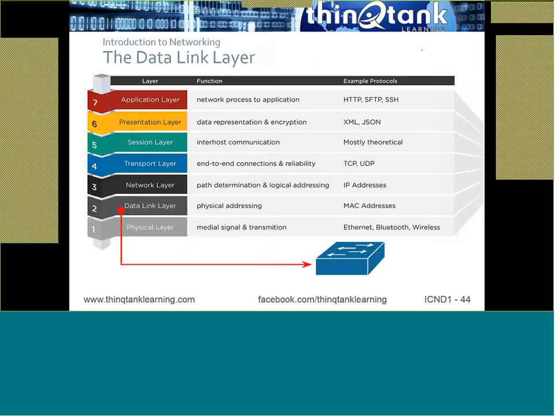Okay? As we know, the data link layer is layer number 2. It is the layer above the physical layer, slightly different than what you guys have on your diagram. Physical addressing occurs at this layer. We call that MAC addressing, at least with Ethernet anyway. So we're talking about layer 2 of the OSI model.